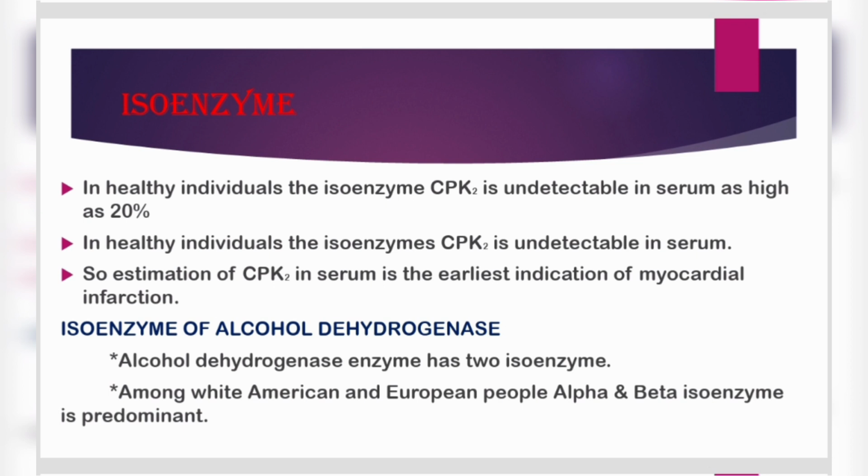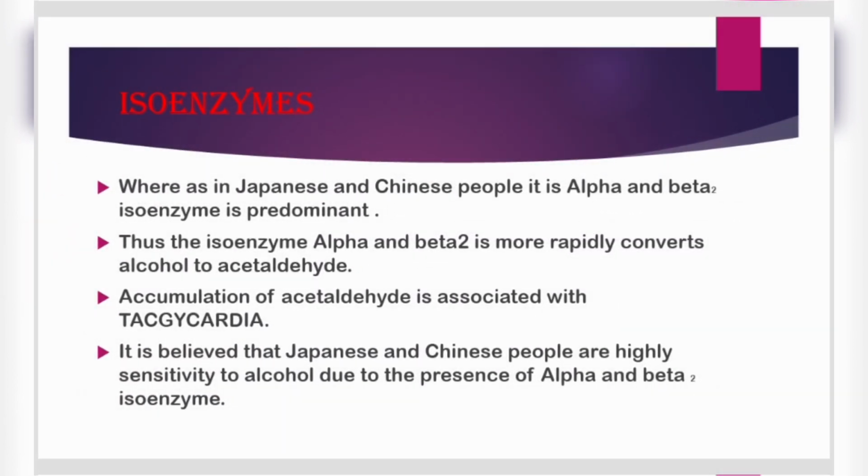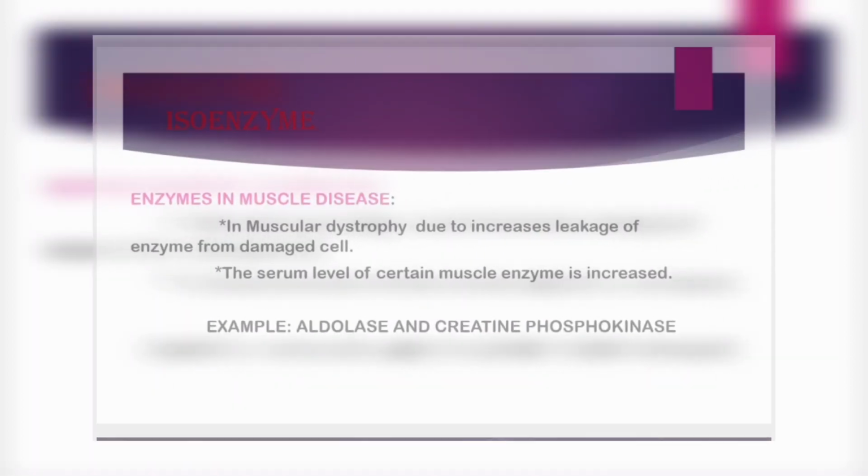Isoenzymes of alcohol dehydrogenase. Alcohol dehydrogenase enzyme has two isoenzymes. Among white American and European people, the alpha beta 1 isoenzyme is predominant, whereas in Japanese and Chinese people, the alpha and beta 2 isoenzyme is predominant. Thus, the isoenzyme alpha and beta 2 more rapidly converts alcohol to acetaldehyde. Accumulation of acetaldehyde is associated with tachycardia. It is believed that Japanese and Chinese people are highly sensitive to alcohol due to the presence of the alpha and beta 2 isoenzyme.